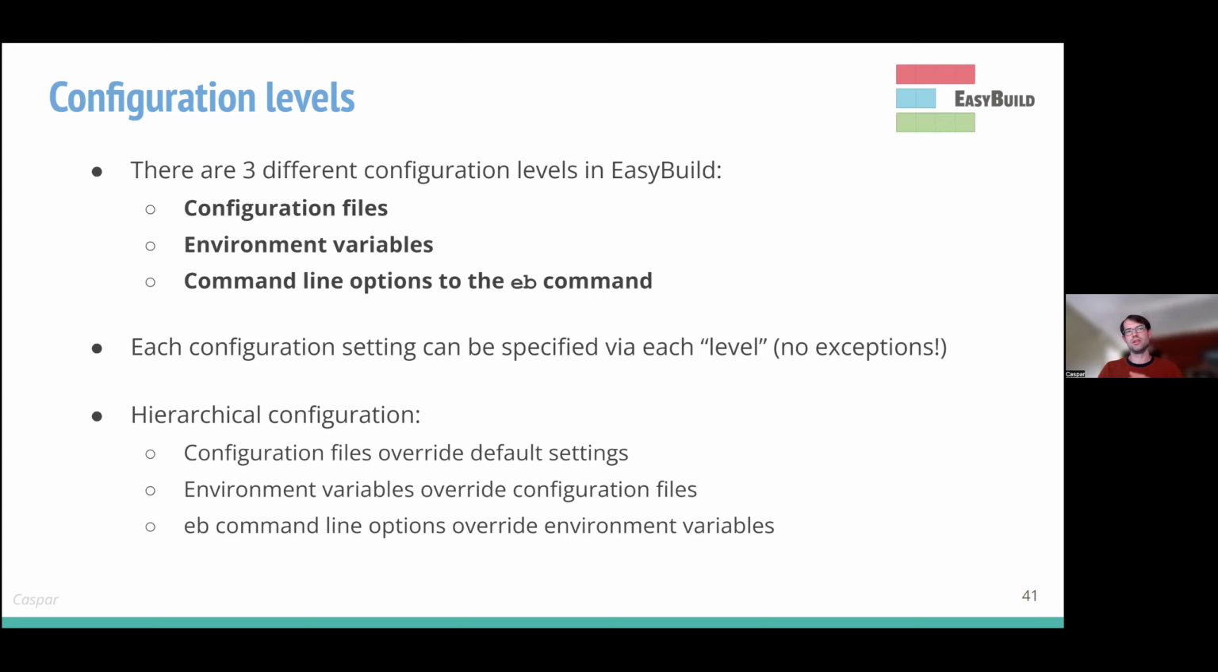And this procedure is hierarchical. So basically, you first have the default options, right? If you specify something in a configuration file, that overrides the default settings. If you then set an environment variable for that same option, it will override the configuration file. And if you then also pass that same option as a command line argument, it will again override the environment variable. So the command line option always wins.